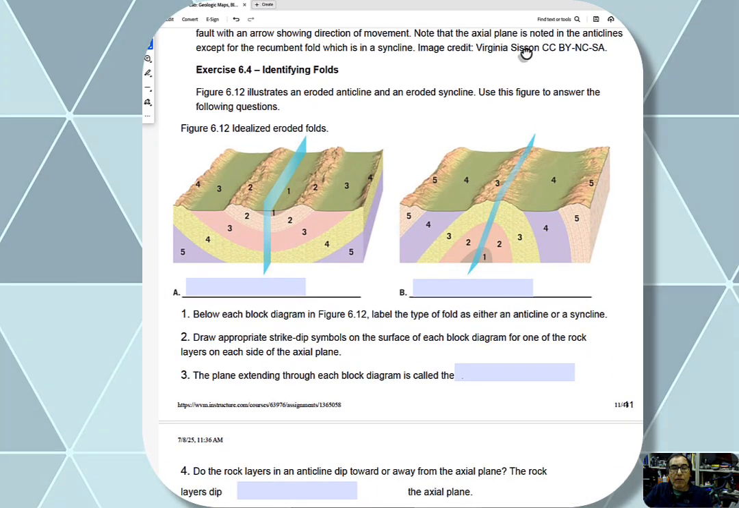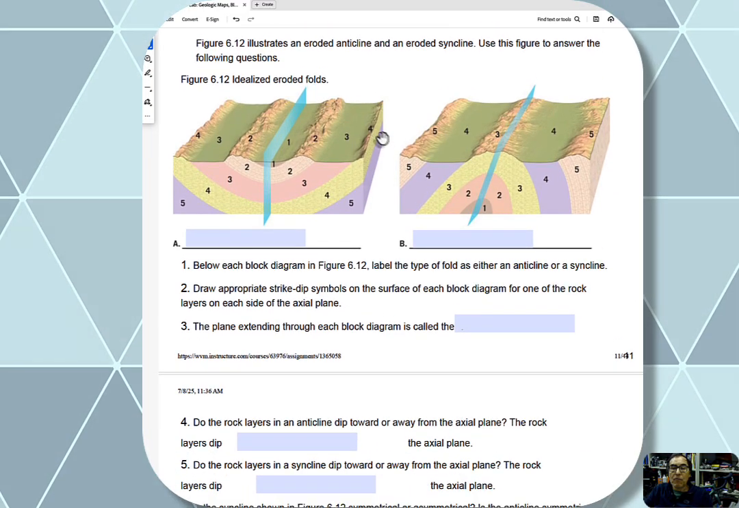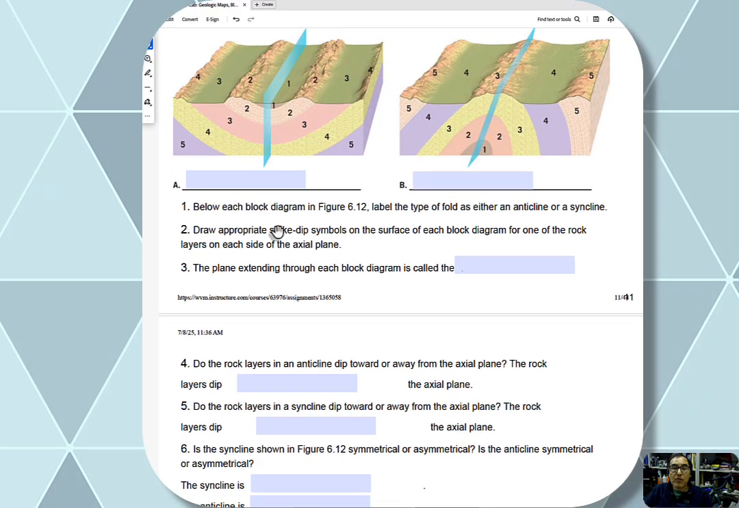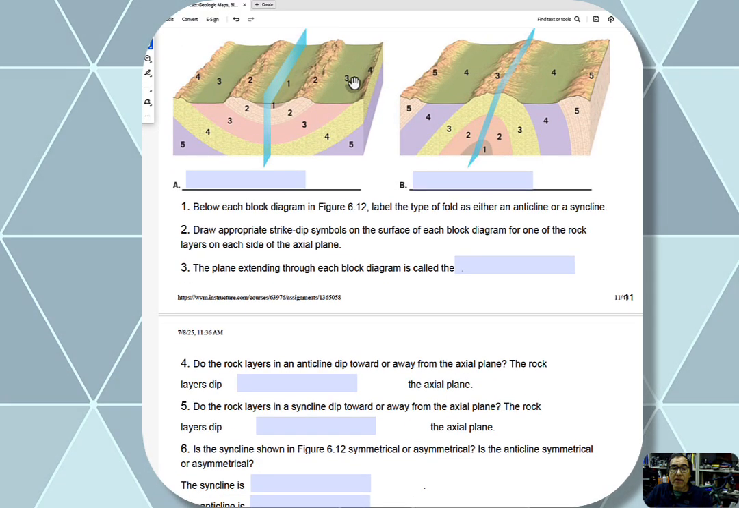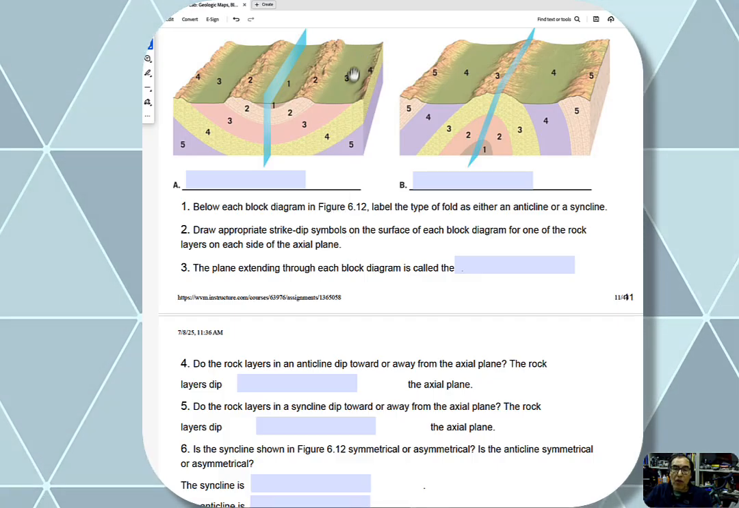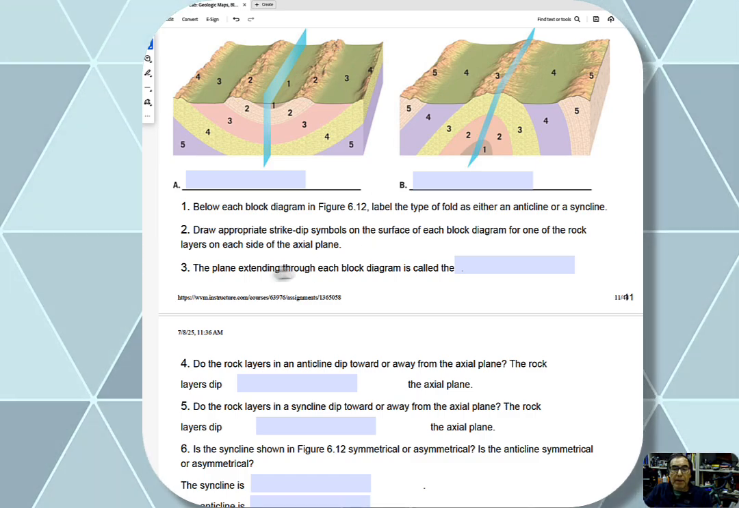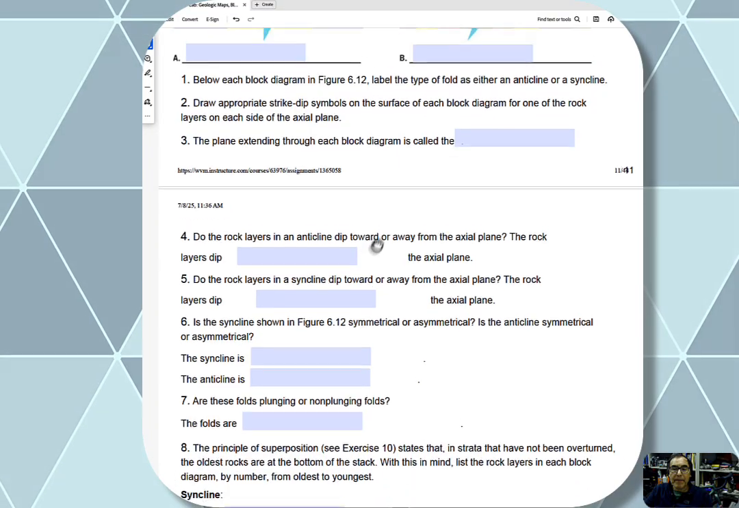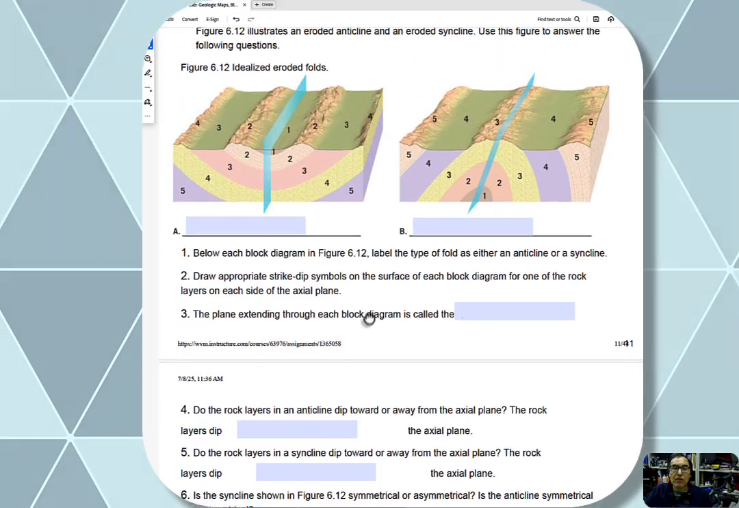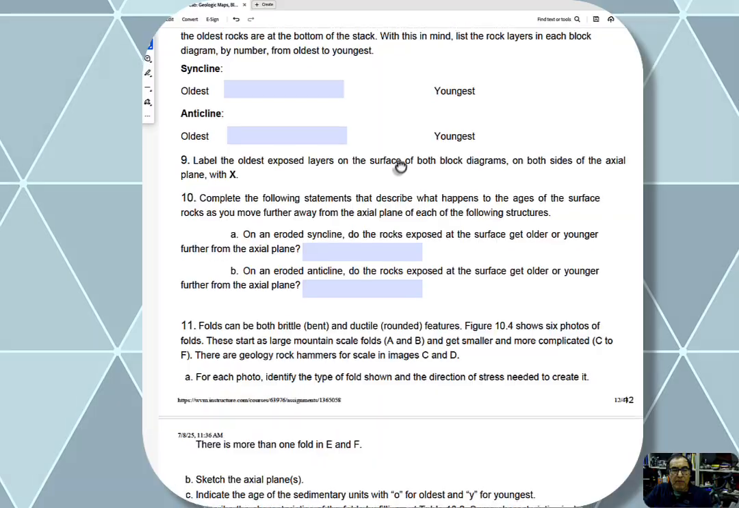All right, so then for this exercise 6.4, you're going to identify which one's the anticline, which one's the syncline. You can just write it there. Then you're going to draw some strike and dip symbols on here, right? Draw some strike and dip symbols to show the orientation. Remember, the strike is always parallel to the geologic contacts, right? And then the plane, and then you can answer question 3. And then, yeah, this is pretty straightforward. You will be able to answer that one. And again, that's referring to this figure 6.12 up here.